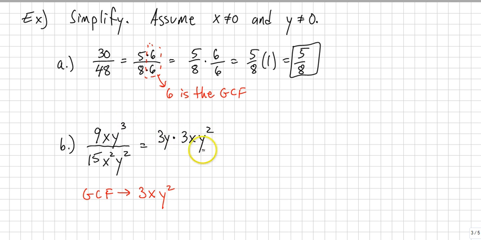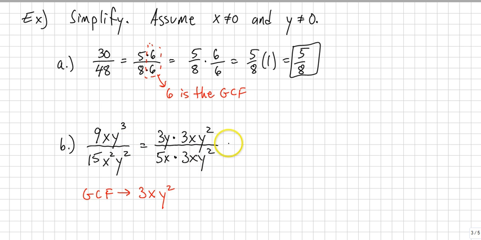Y times y squared is y cubed. And then in the denominator, to get 15, we're going to need a 5. And then we had 2 x's and then a y squared. So if you look, here's the greatest common factor, 3xy squared, 3xy squared. And then 3 times 3 gives me the 9. Y squared times y gives me the y cubed. And on the bottom, 3 times 5 gives me the 15. X and x gives me the x squared, and then the y squared.